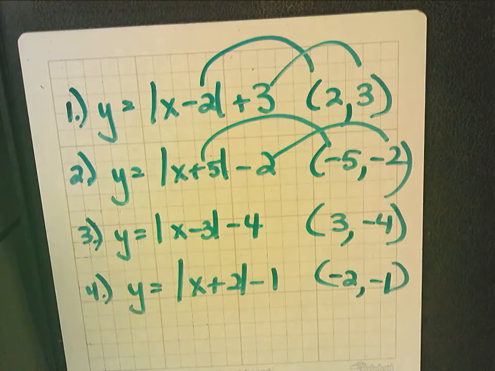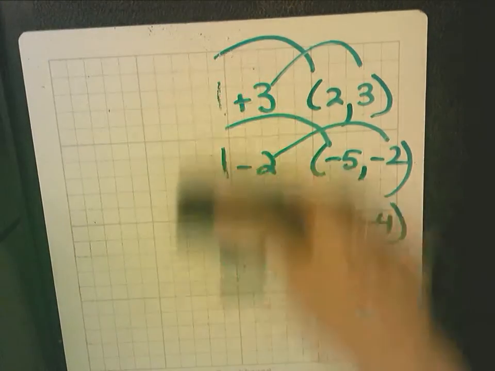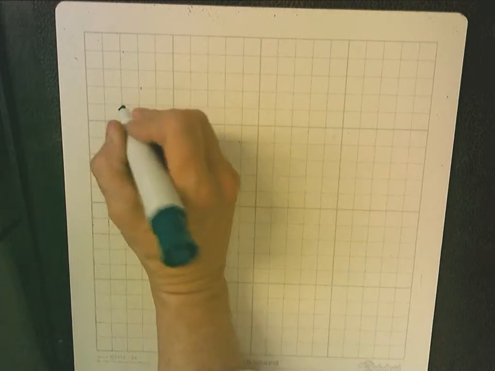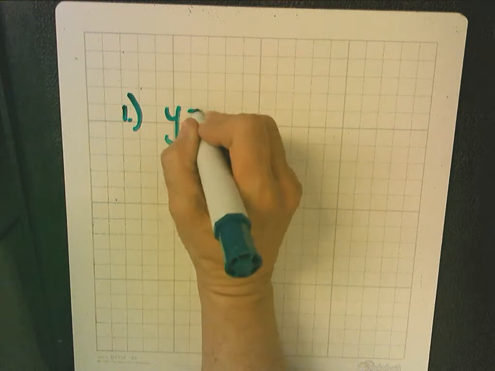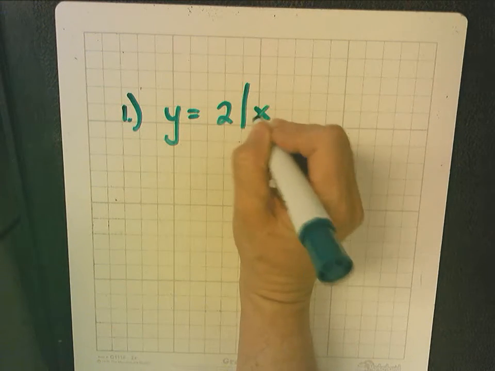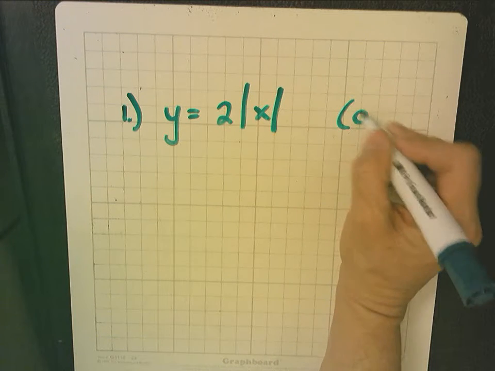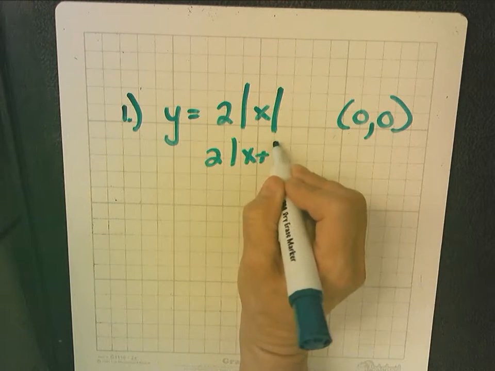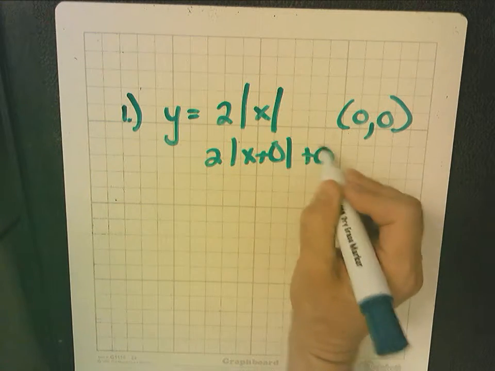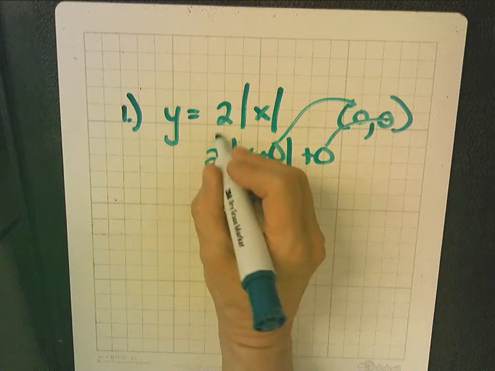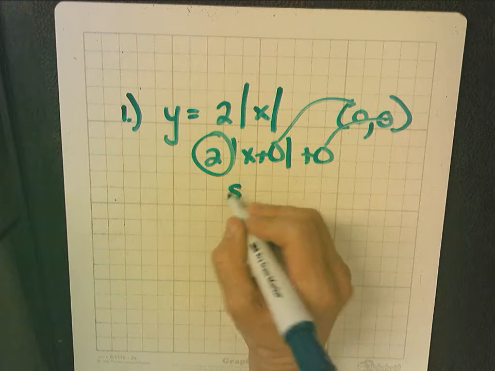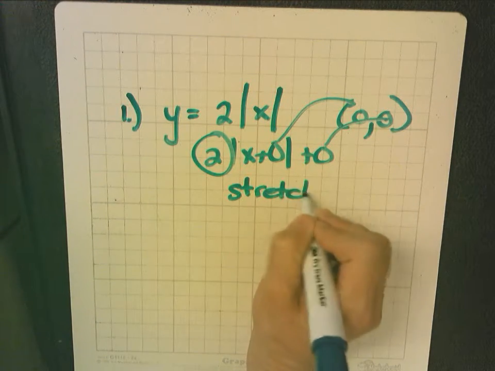Okay, now let's look at the bottom part, and we're going to figure out what type of transformations are occurring. In number 1, y equals 2 times the absolute value of x. So this vertex is (0, 0), because this is the same as x plus 0, plus 0. So (0, 0) is our vertex. a is greater than 1, so this would be a vertical stretch.